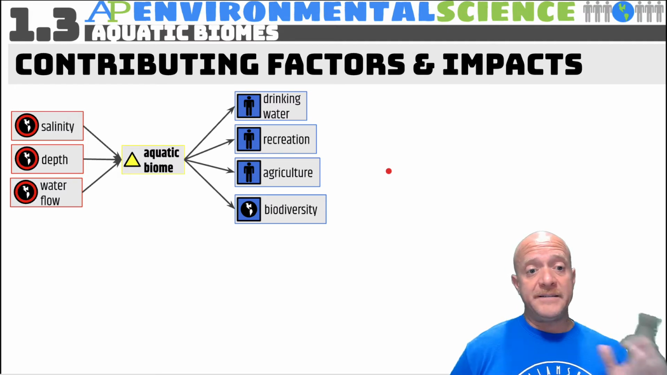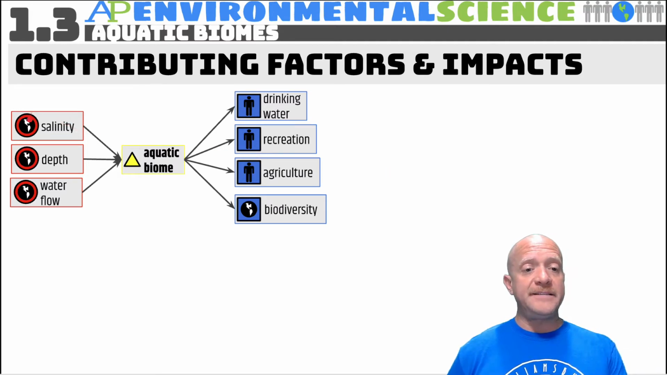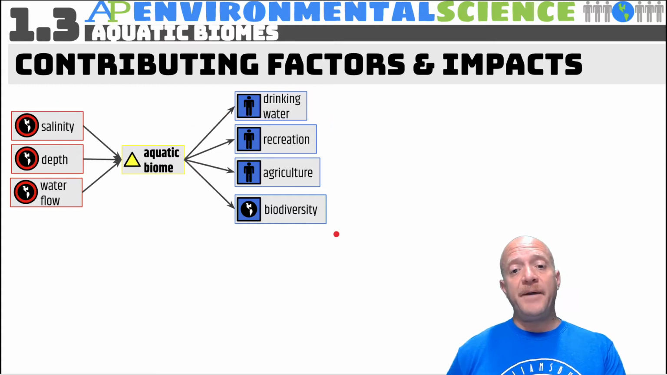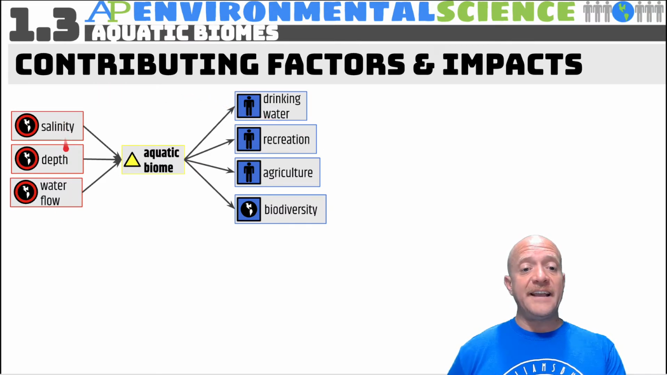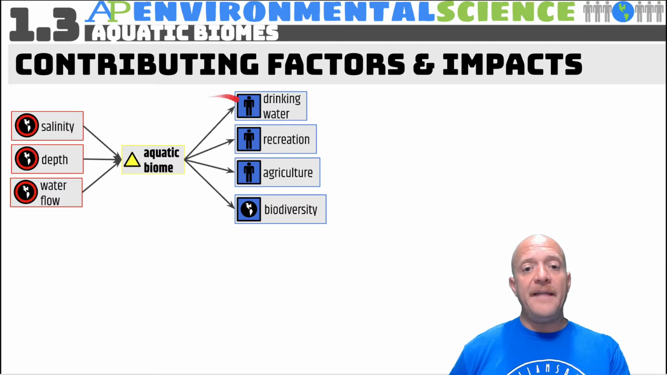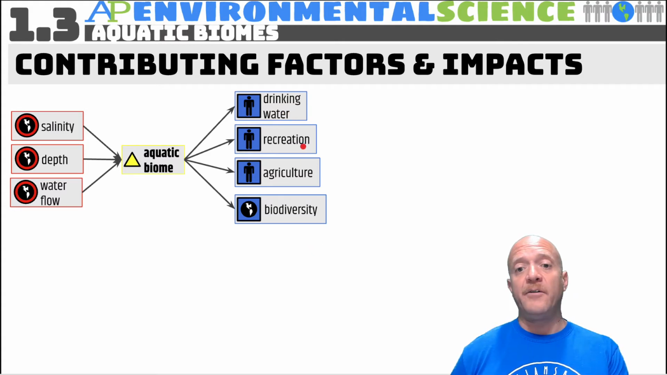Now, I will tell you that these are environmental, where you see the earth, and these are human. So on the right side, these are impacts, and these are causes. So three things that can cause or characterize an aquatic biome, and then these are things that are impacts or effects of an aquatic biome. Okay?